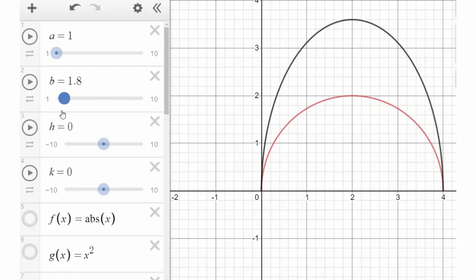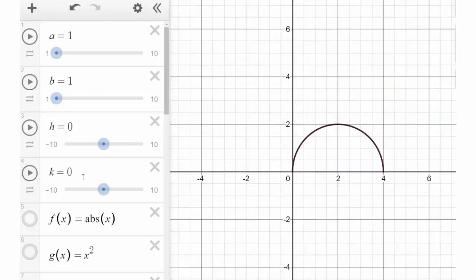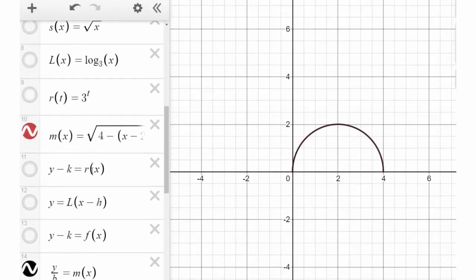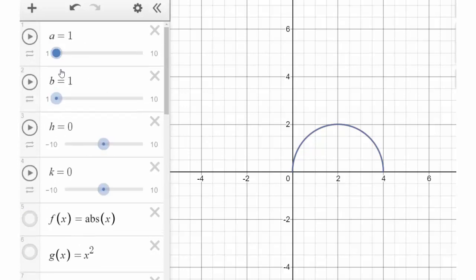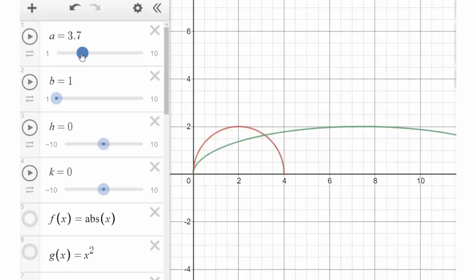You can see that. Okay, let's take a look and see what happens when you multiply or divide by a number on the inside. So let's keep the same function m and look at m of ax, where a is bigger than 1. You can see it's a horizontal compression. When you divide, you expect it to have a horizontal stretch.